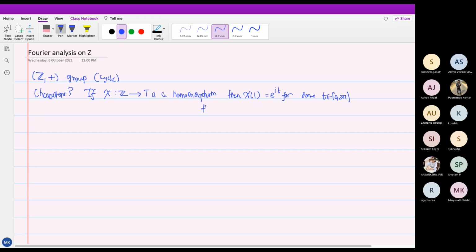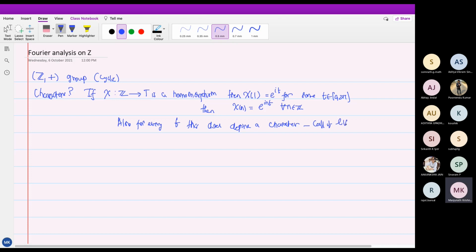So then I also have fixed chi of n for all n. It is e to the i n t for all n in the integers. There is no other choice. If 1 has to go to that, n has to go to this. And in fact this does define a character for every t. I mean, this is a homomorphism.